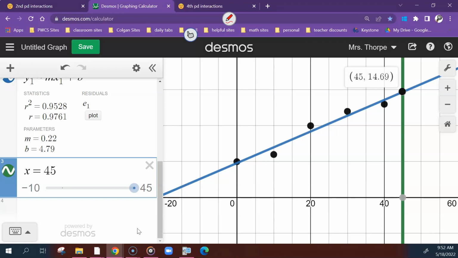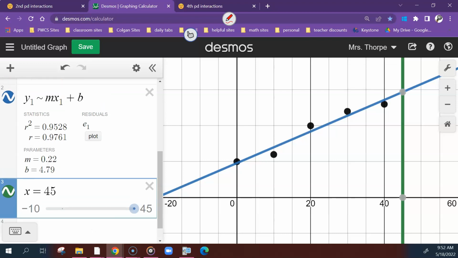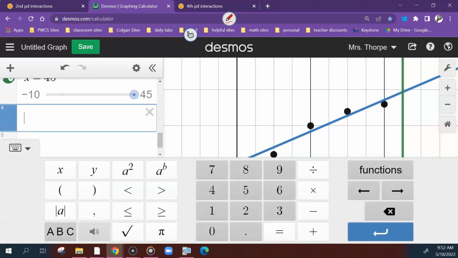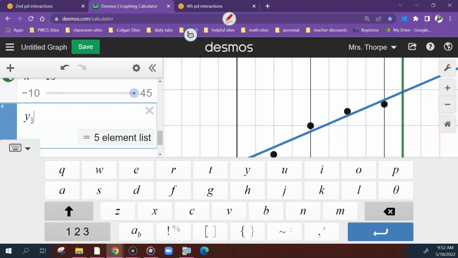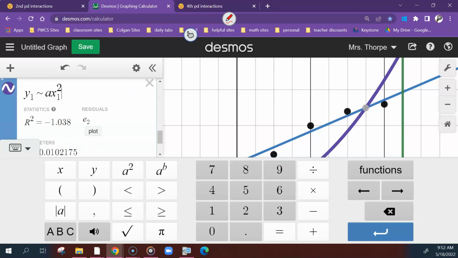Y1 tilde ax1 squared plus bx1 plus... Can you say that slow? Say that again. You type in the 1 before you type in the square. How do you get Y1? You just type y1. Wait, ax1 squared plus. What's the little thing? The tilde. Where is that?